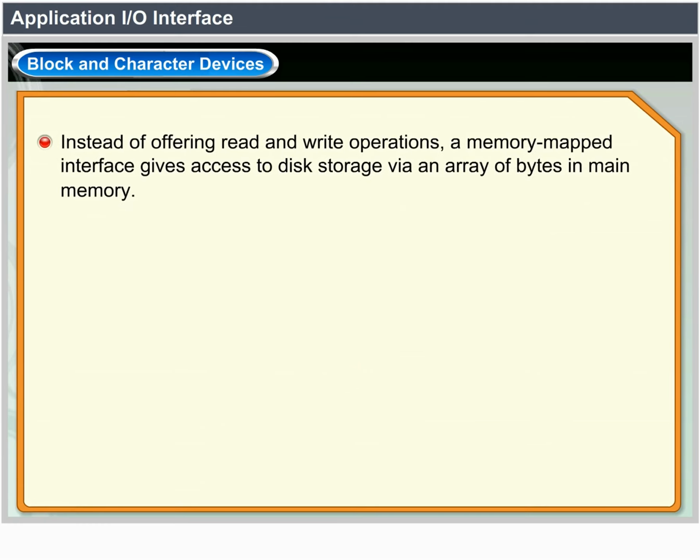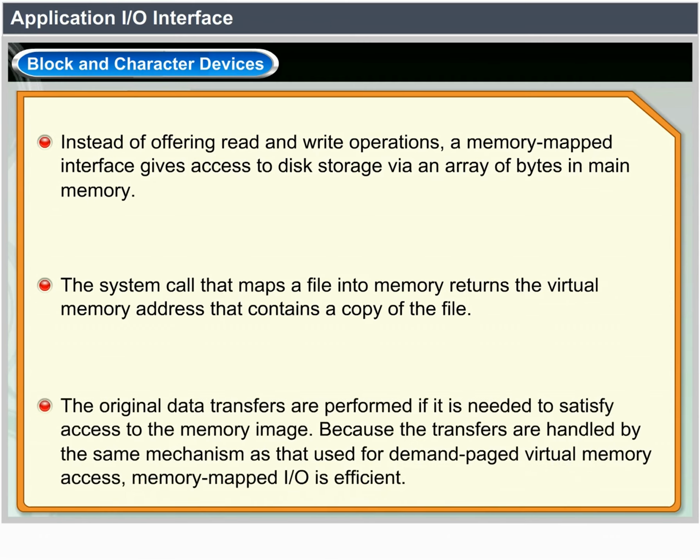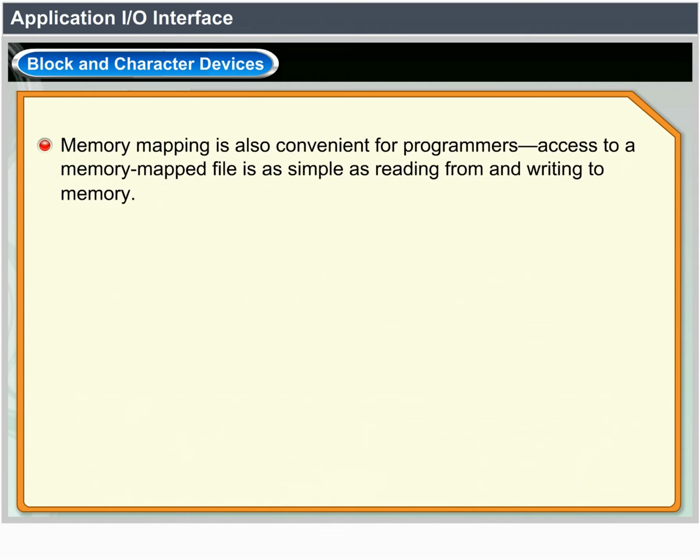Rather than offering read and write operations, a memory map interface provides access to disk storage via an array of bytes in main memory. The system call that maps a file into memory returns the virtual memory address that contains a copy of the file. The actual data transfers are performed only when needed to satisfy access to the memory image. Because the transfers are handled by the same mechanism as that used for demand-paged virtual memory access, memory mapped input-output is efficient. Memory mapping is also convenient for programmers.